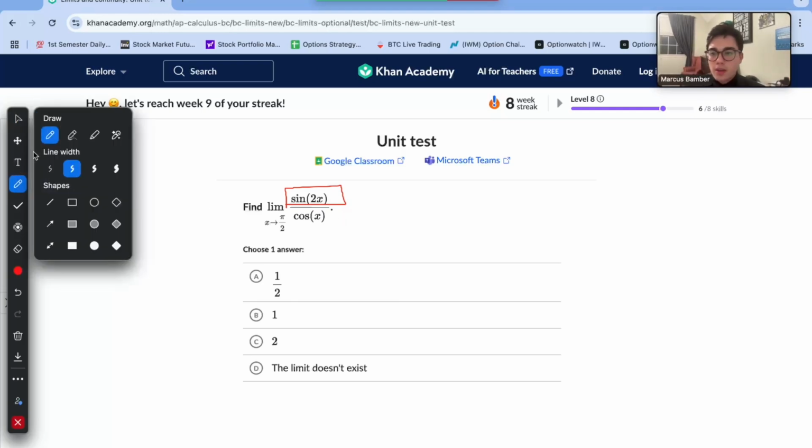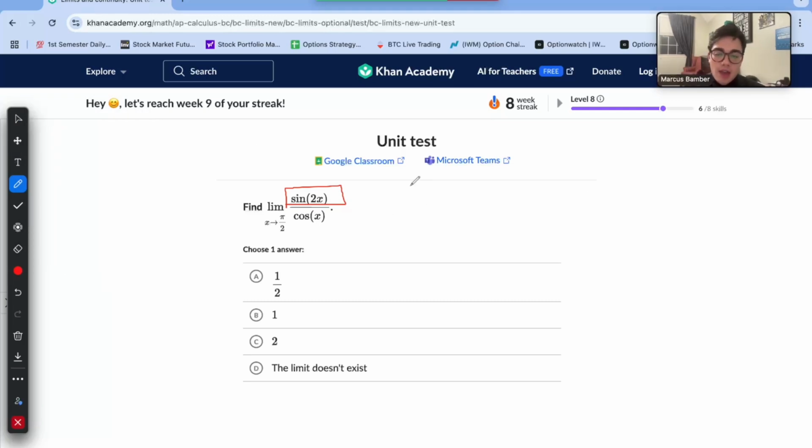So in this case, we're going to be using the double angle identity of sine, and that is equal to, well, sine of 2x, double angle. We can rewrite that as 2 times the sine of x multiplied by the cosine of x. So that's our new numerator. These are equivalent to each other. Just highly recommend memorizing this kind of stuff.